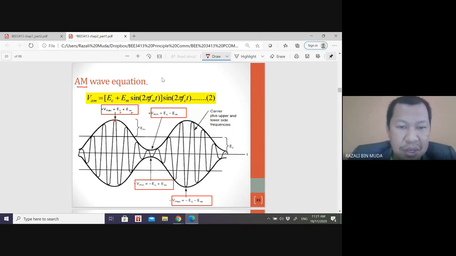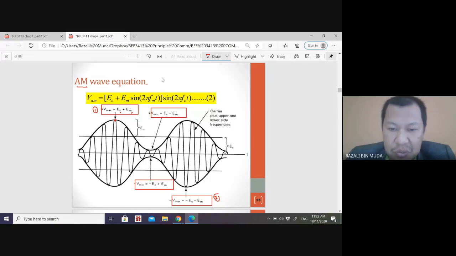Okay, so Vmax is the combination of the amplitude of carrier and the amplitude of modulating signal. Okay, first is Vmax plus. So minus Vmax negative is the reverse of that lah. So reverse. How you explain? So the minus max is the combination of minus Ec and minus Em.